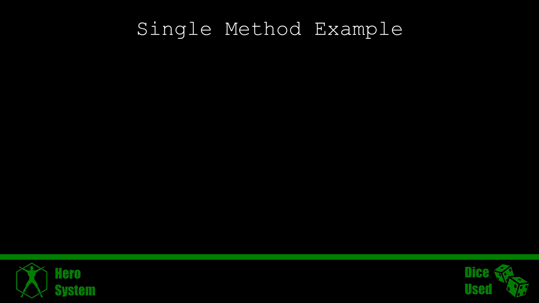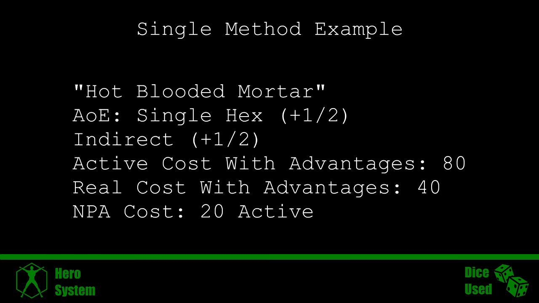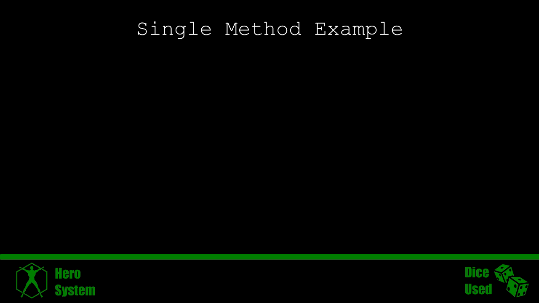And last, we can also have an energy bomb version of it that can be lobbed over obstacles and used to blast a small area from far away. We call this the Hot-Blooded Mortar. It's an area of effect that targets a single hex and has the indirect advantage. This, like our shotgun, gives us an active cost of 80, a real cost of 40, and the NPA is thus 20.